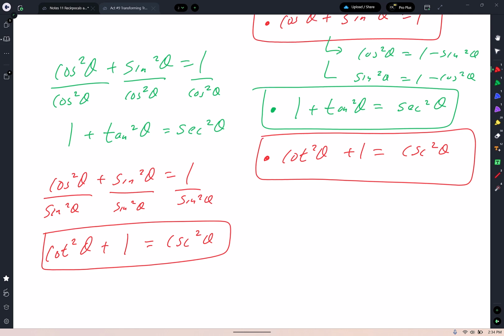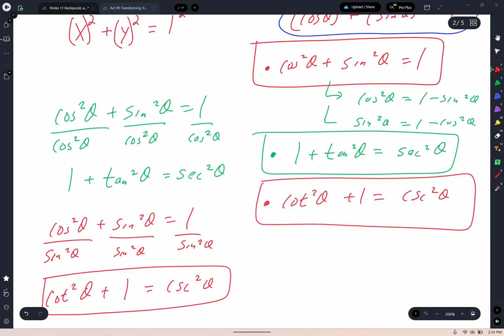What are they called? Starts with the letter P. Give me a word in front of the word. Pythagorean trig properties. If you Google Pythagorean trig properties, these three will come out.